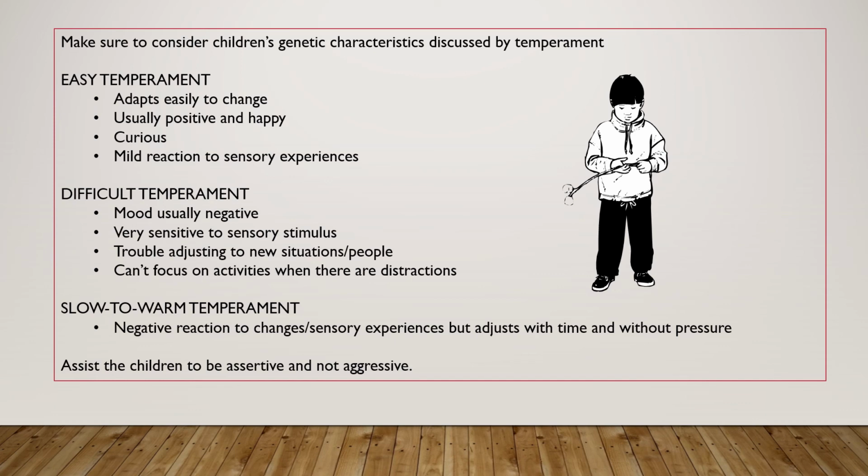And so what we need to remember is these are genetic characteristics that won't change over time, but we can help each individual temperament develop skills to help them interact with other people effectively. And one of the main things that we need to do for all 3 temperaments is to assist the children to be assertive or stand up for themselves without taking advantage of other people, which would be being aggressive. So we want them all to be assertive, but not aggressive.